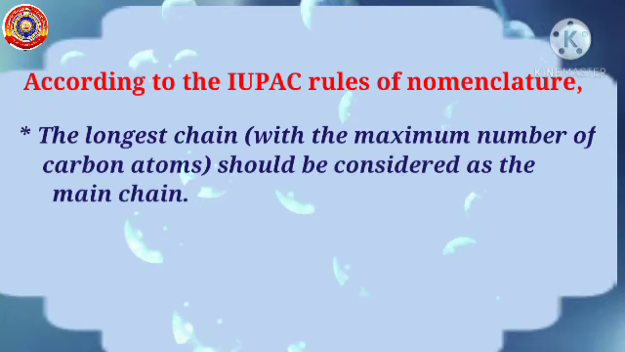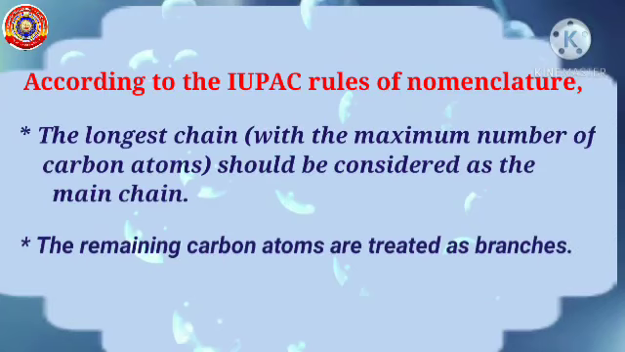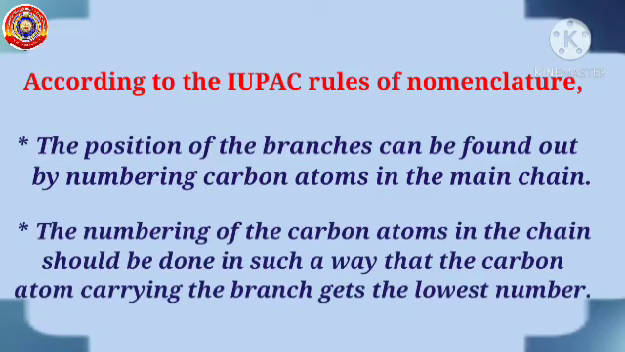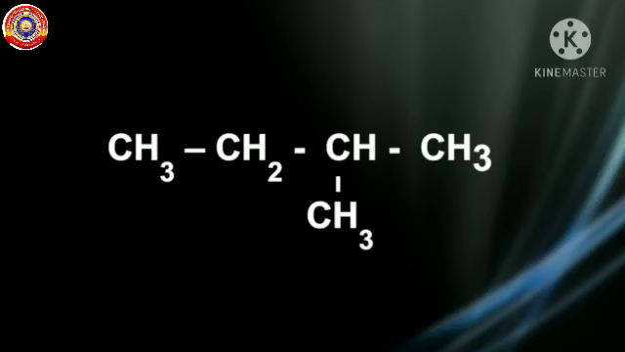According to IUPAC rules of nomenclature, the longest chain, that is, the chain with the maximum number of carbon atoms, should be considered as the main chain. The remaining carbon atoms other than the main chain are treated as branches. The position of the branches can be found out by numbering carbon atoms in the main chain. This numbering should be done in such a way that the carbon atom carrying the branch gets the lowest number. Let's see how an IUPAC name is given to a compound based on these rules.